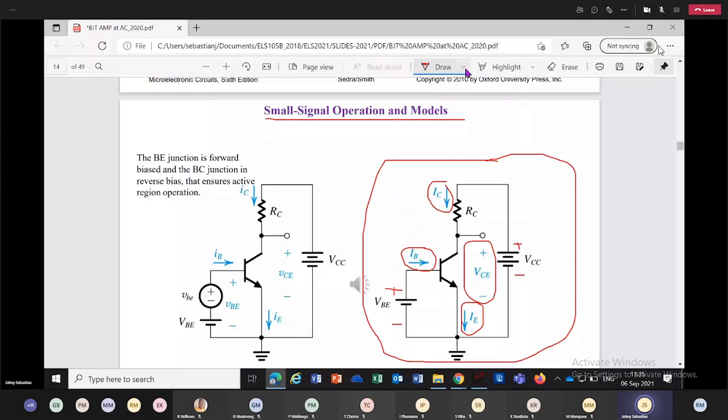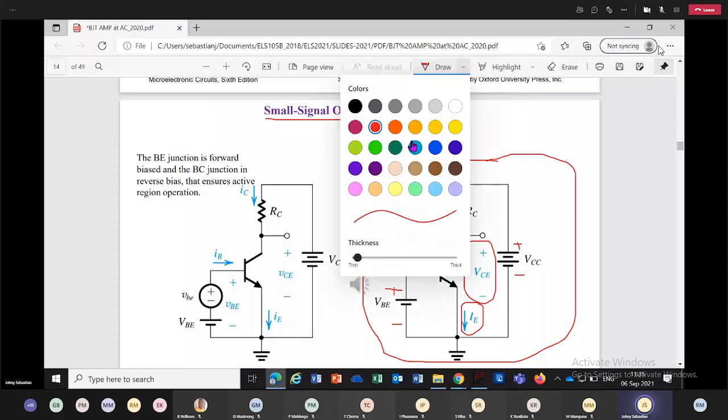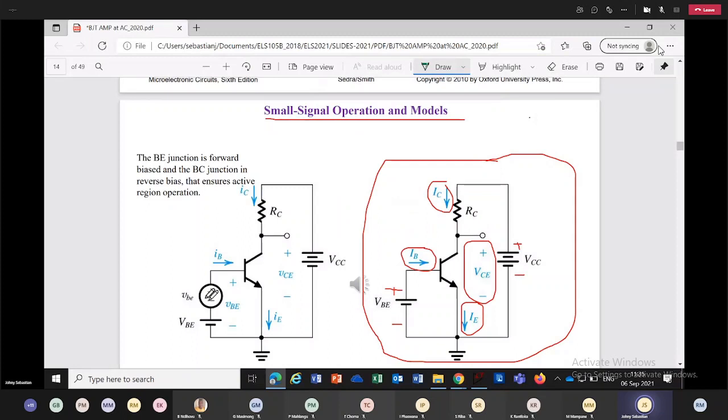Now, looking at the first diagram, here we added an AC signal. So DC is still present, and we added an AC signal. Now you can see your base current is a total base current, there is a DC and an AC. And the collector current is a total collector current. The emitter current is a total emitter current. And your output voltage, VCE, has a DC plus AC.